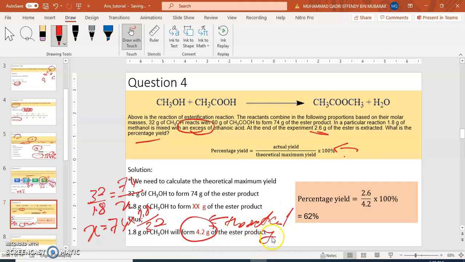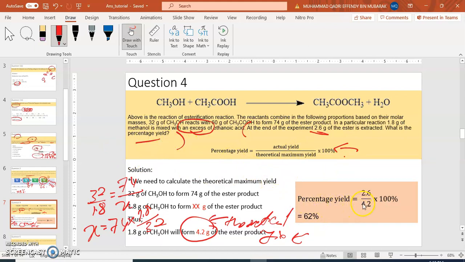So this one is theoretical yield. Theoretically, if we have 1.8 gram of methanol, we will get 4.2 gram of ester. However, the question just mentions this: at the end of the experiment, 2.6 gram of the ester is extracted. So the actual yield is not the same as the theoretical yield. So that's why we need to find the percentage yield.